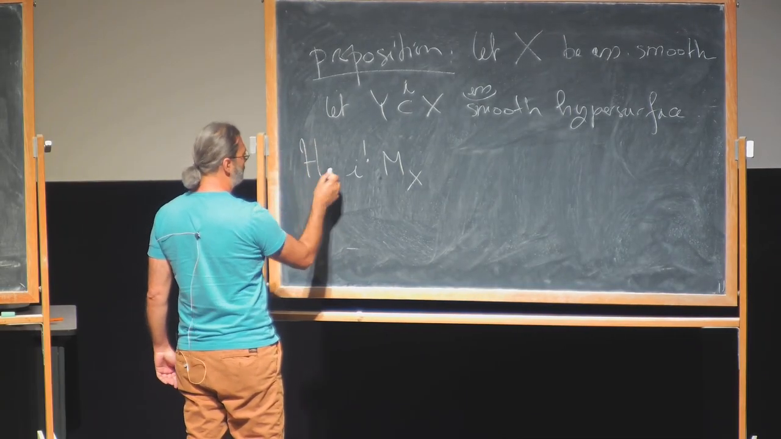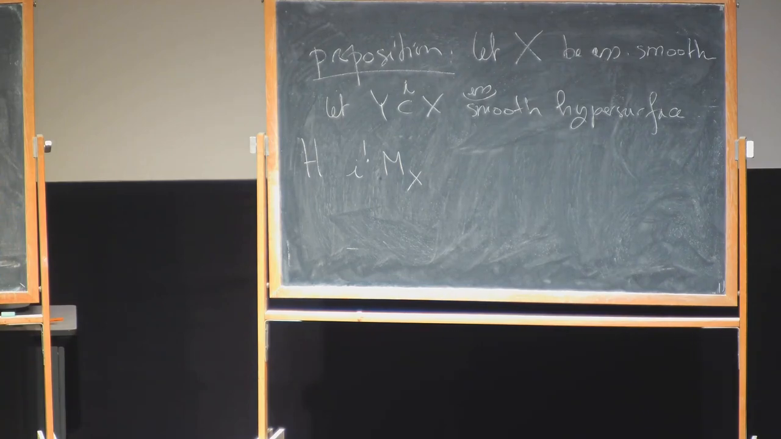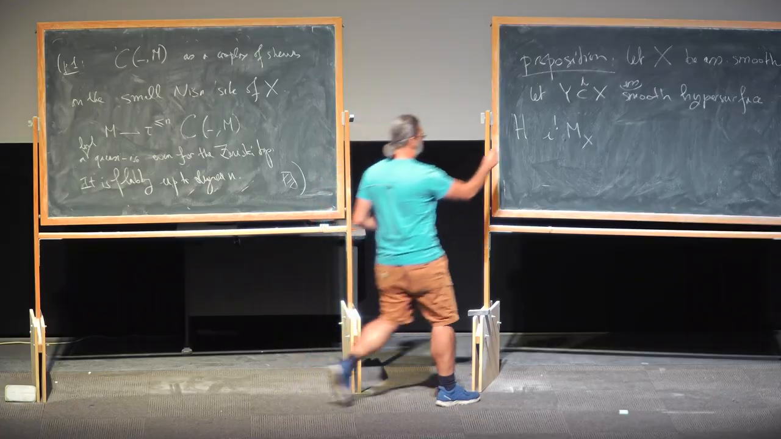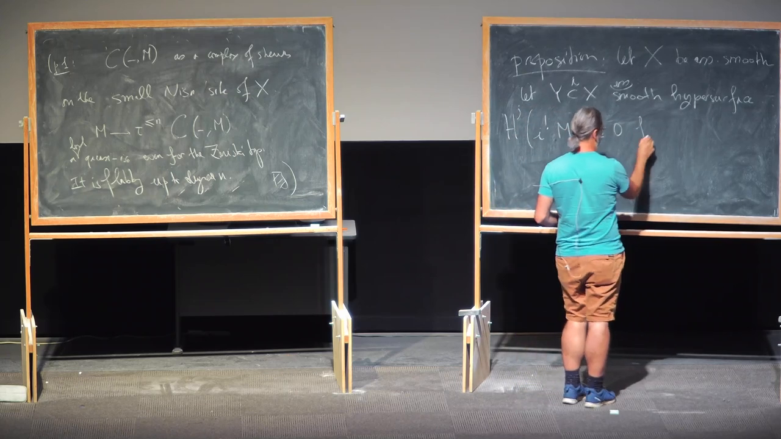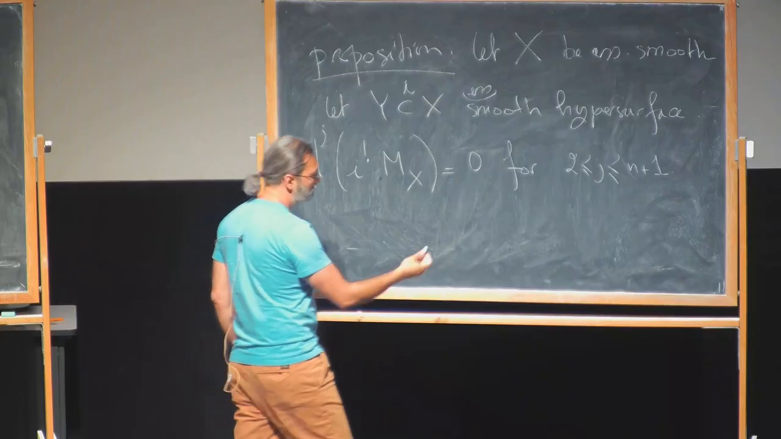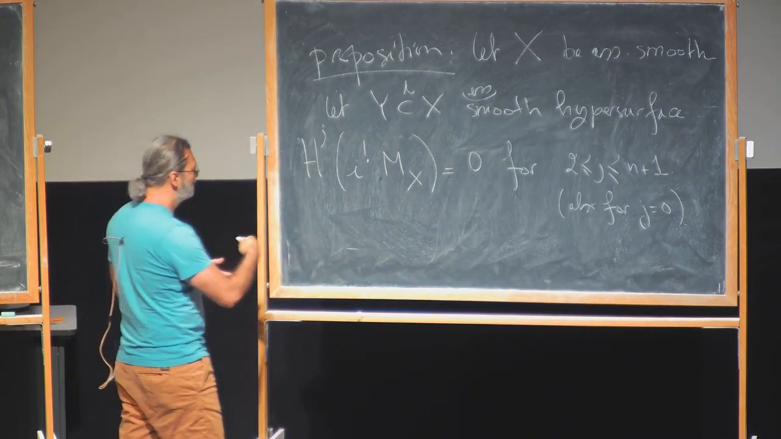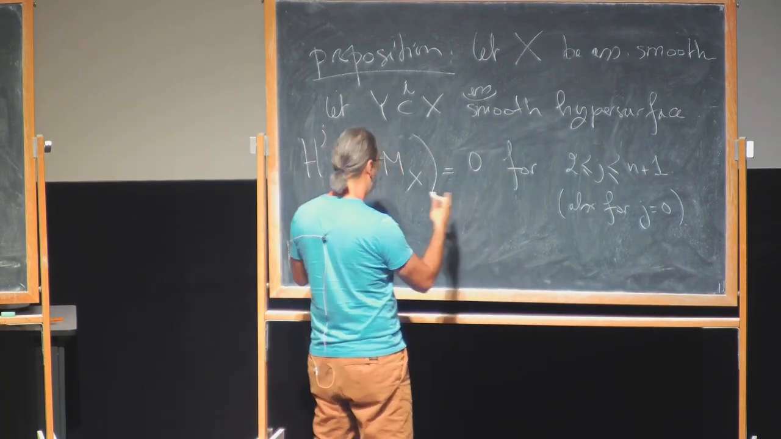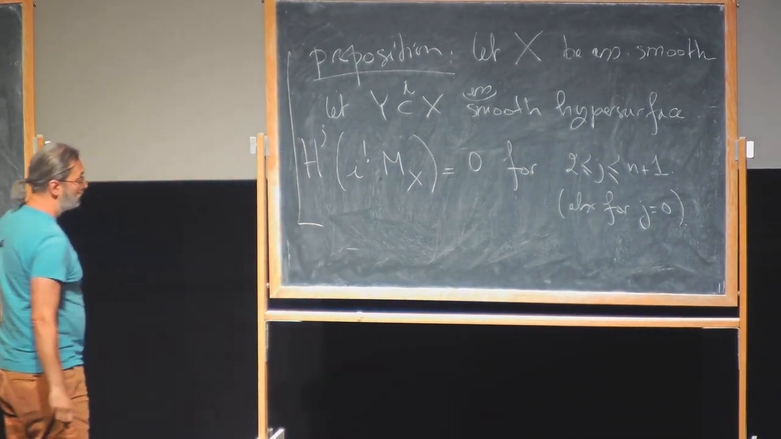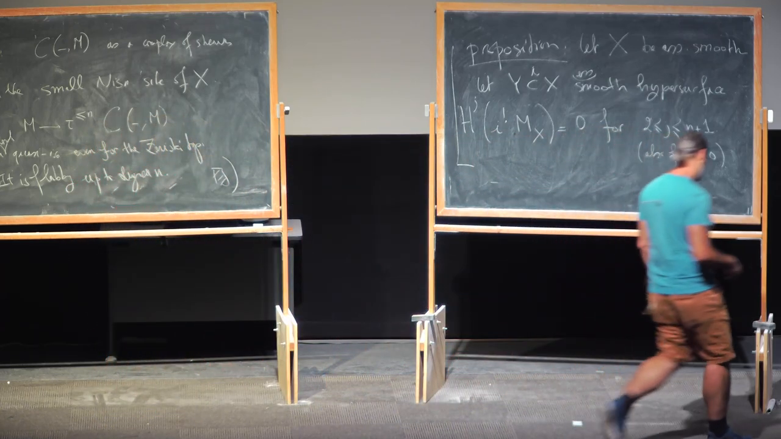Now if you look at the cohomology sheaves of this, it is going to be zero for j between two and n plus one, and also for j equals zero. So if you are interested in this complex up to degree n plus one, you only find one degree where there is a non-zero homology sheaf, which is degree i equal one, j equal one. Is the statement clear?